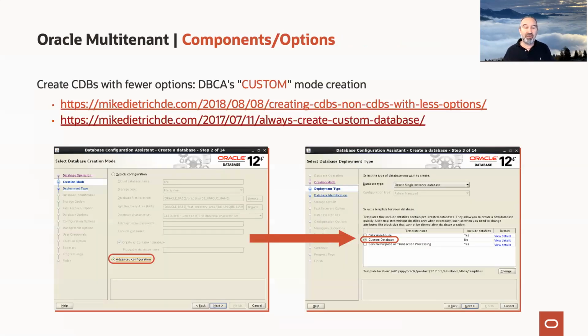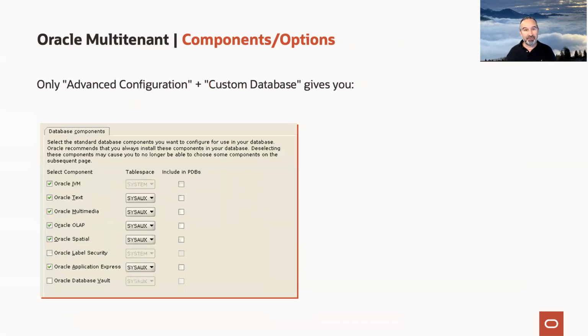Then with the beginning of multitenant, the multitenant team made it mandatory to have all components in a database. This didn't resonate so well with customers. So after a while, it was allowed to have fewer components and decide by yourself. Be aware that only if you choose DBCA advanced configuration and custom database will you get access to this screen, where you can choose the options.